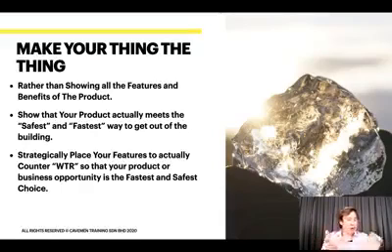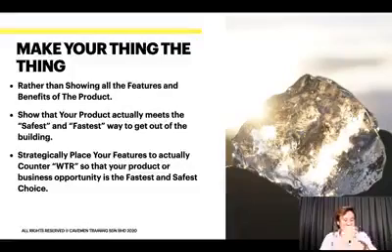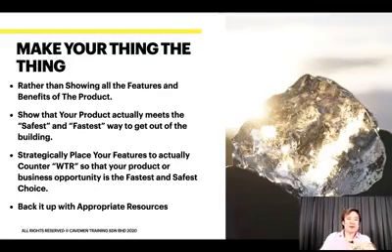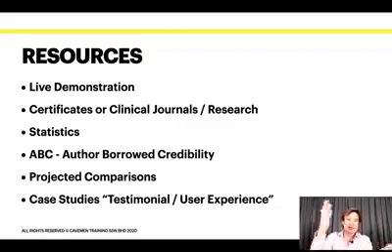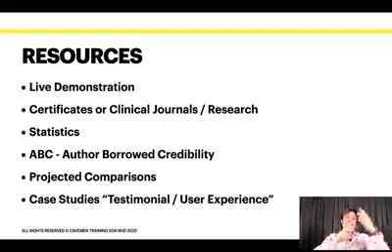You just show them, okay, you want this function, you have it over here. You want that function, you have it. There you go. And back it up with the resources. That's what I'm saying. So again, the resources are the same thing: live demonstrations, certificates, clinical journals, statistics, ABC, which is author borrowed credibility, projected comparisons, or any case studies, testimonials, or user experience. You can blend it, okay? But you just need to show one or two. I recommend two per feature or benefit. And you don't have to bombard about everything, okay?